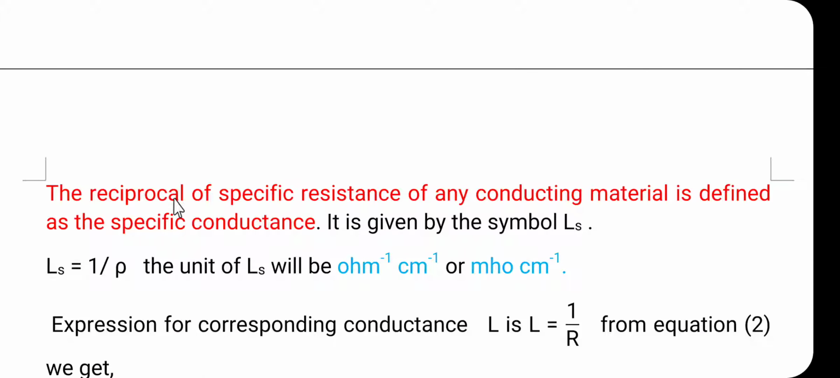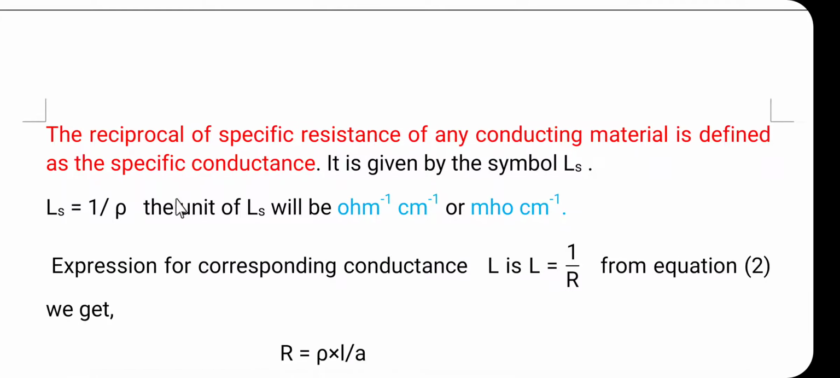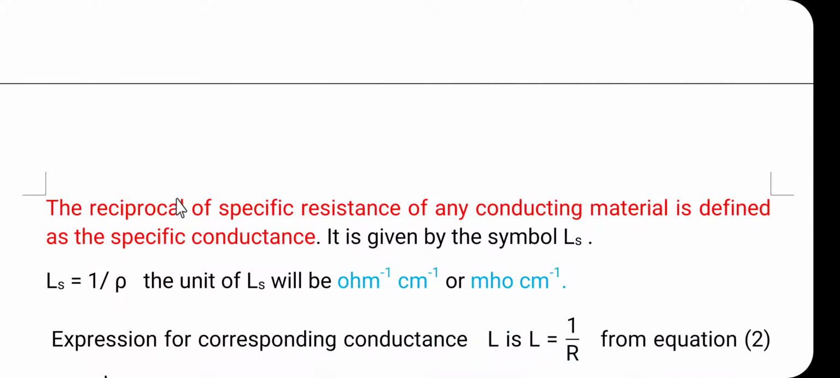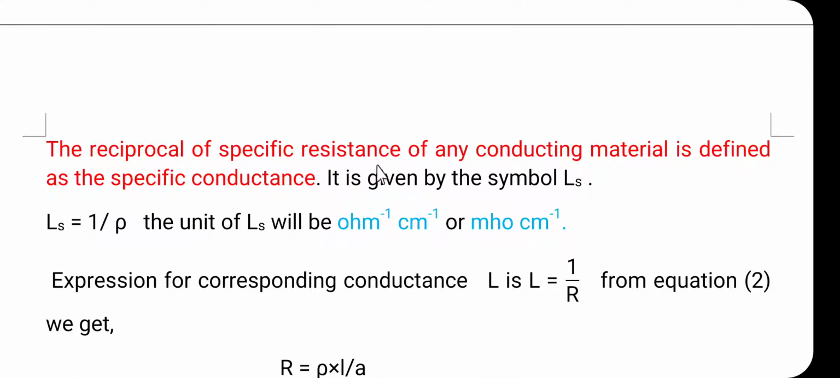Then the next one is the definition of the specific conductance. The reciprocal of the specific resistance of any conducting material is defined as the specific conductance. Once again, the reciprocal of the specific resistance of any conducting material is called the specific conductance.